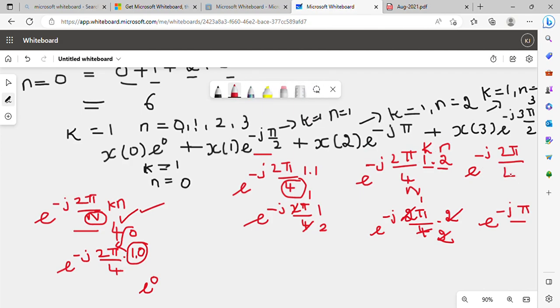My capital N is 4, and here it is 1 into 3. Why 3? Because my k is 1 and n is 3, and my capital N is 4. So here you get 2 ones are 2, twos are. And here you get, I'll write it downwards, e to the power of minus j pi. Let me write it over here.